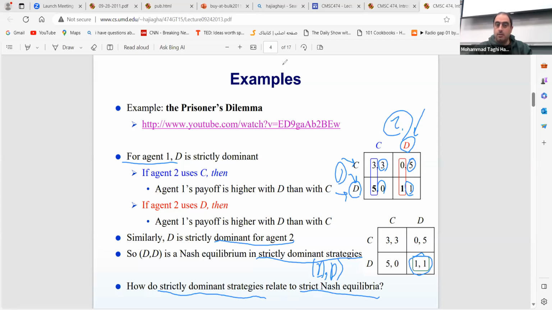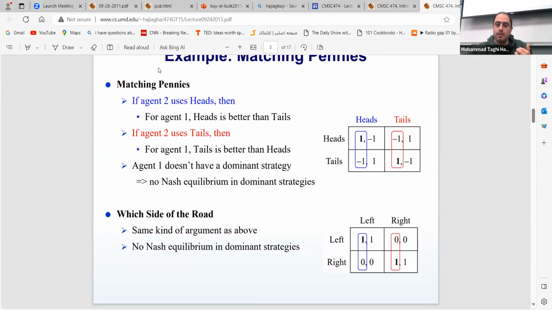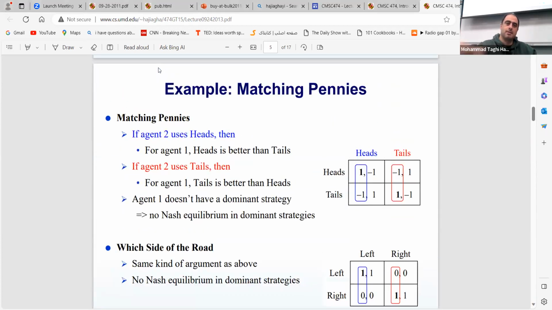Great. So we talked about this kind of dominant strategies and strategy profile, which is a vector of dominant strategies, and of course its relation to Nash equilibrium in general. Now let's see how we can use it further. This is another example. Let's go through it and then see how we can use it to compute Nash equilibrium in a better way.